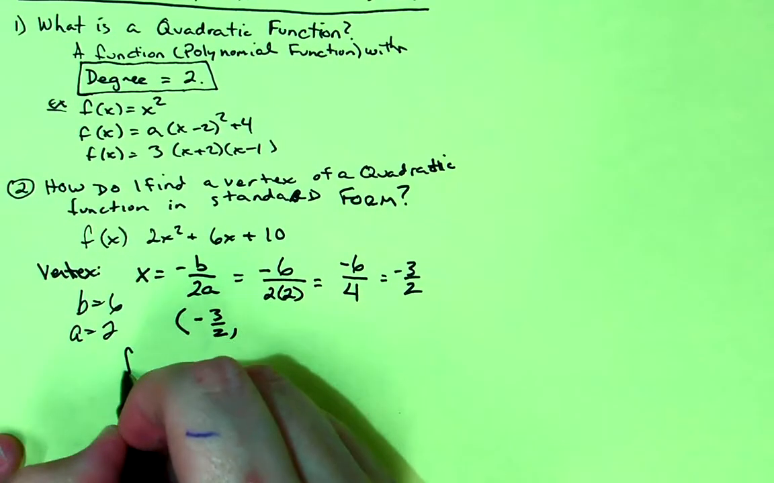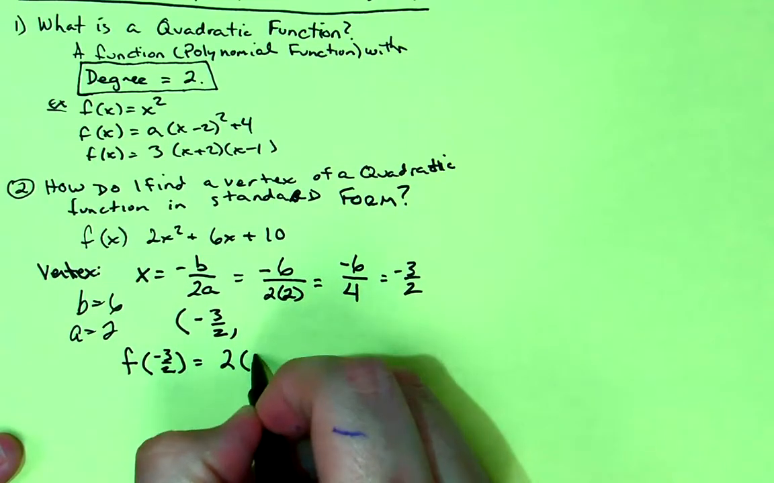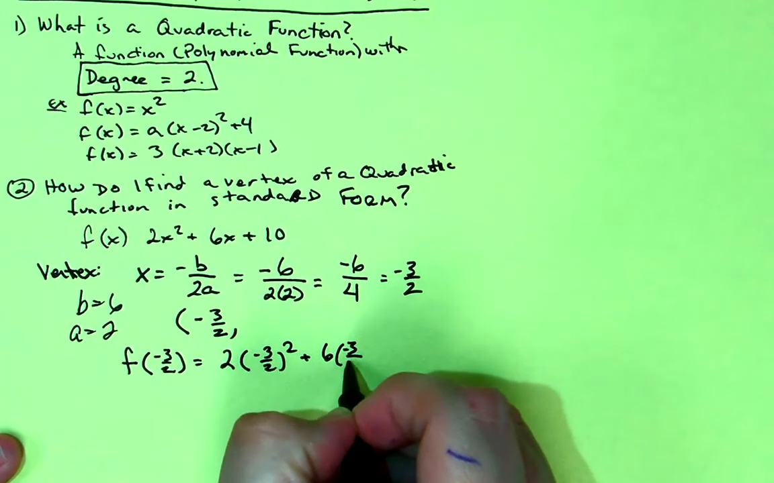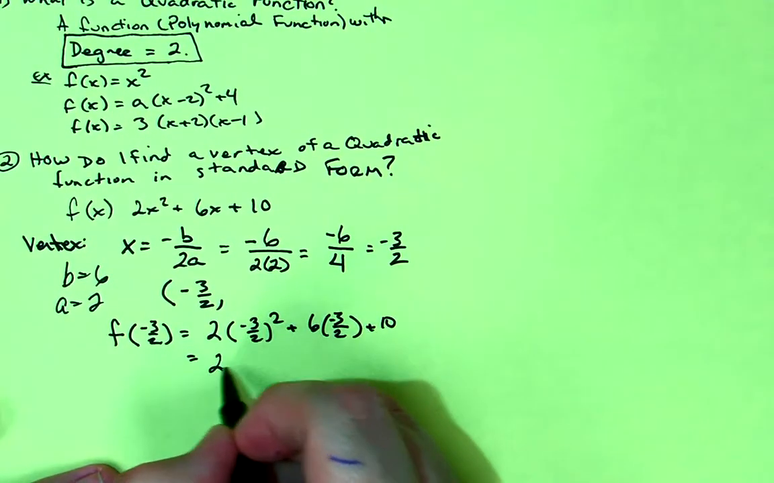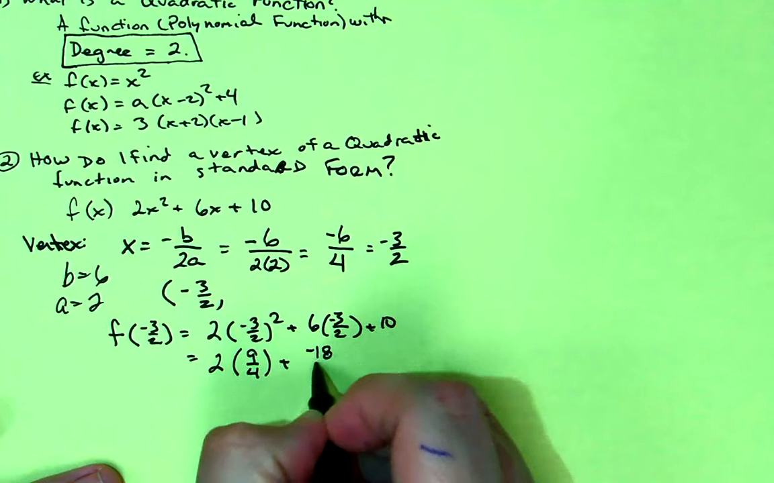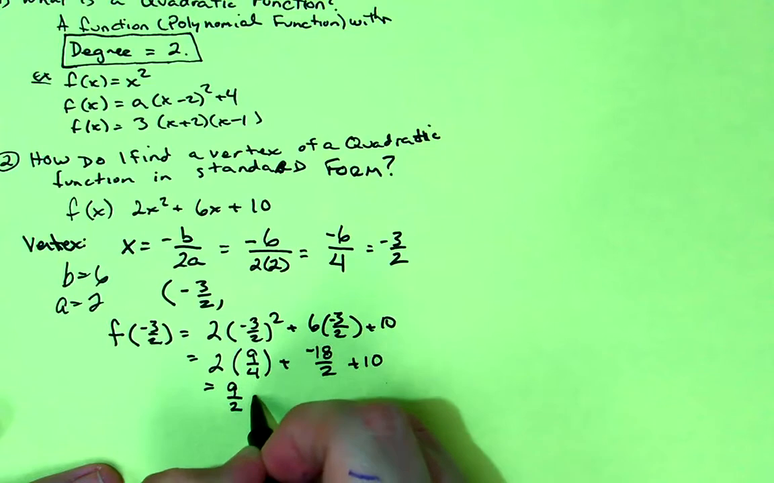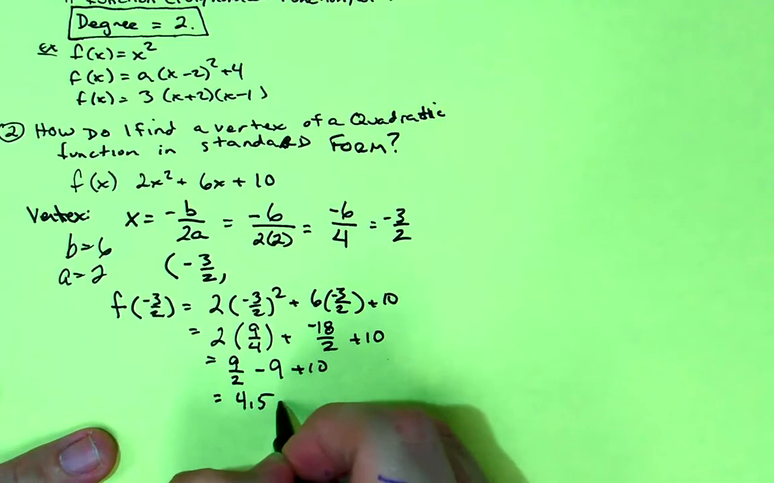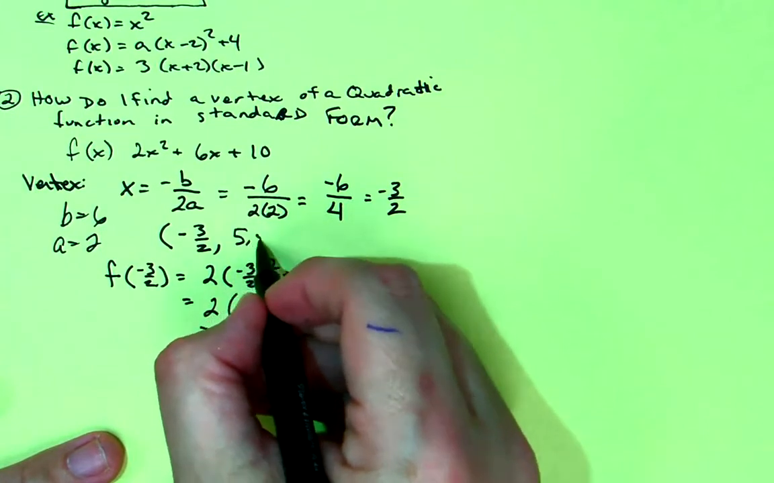Now, what we have to do is take the value that we got, negative 3 halves, and plug it back in for x. 2 times negative 3 over 2 squared plus 6 times negative 3 over 2 plus 10. So what we'll have here is 2 times 9 over 4 plus negative 18 over 2 plus 10. 2 goes into 4 twice, so I have 9 over 2 minus 9 plus 10, which would be 4.5 plus 1, which is 5.5. So that tells me that my vertex is at 5.5.